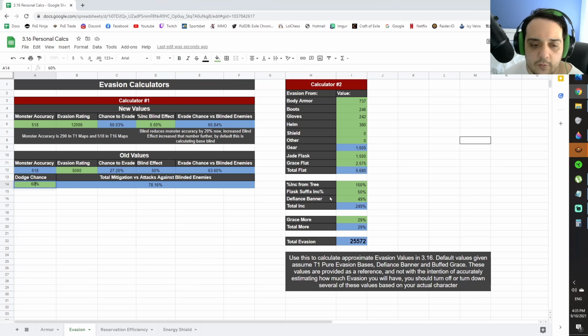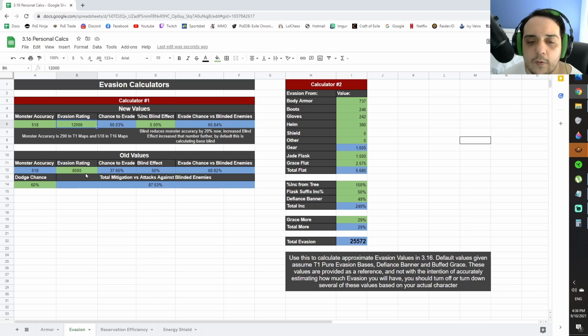So if you want to calculate for 60% chance to dodge and, say, a higher base evasion rating, you can see how much attack mitigation you were getting previously. Now, I would recommend using lower evasion ratings here, since on the current patch we aren't using high evasion ratings. This is something that's going to happen on 3.16, but feel free to play around with this as you want.